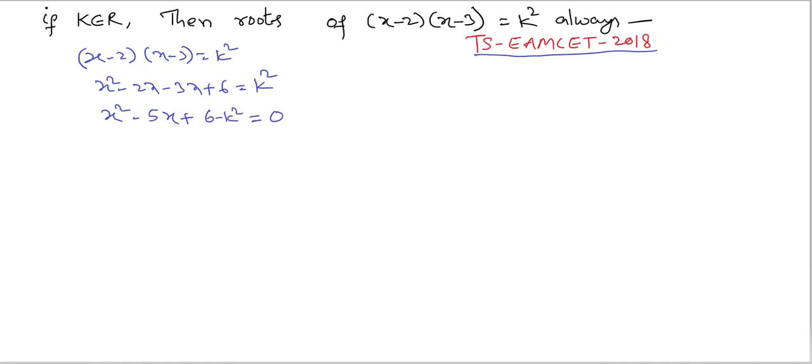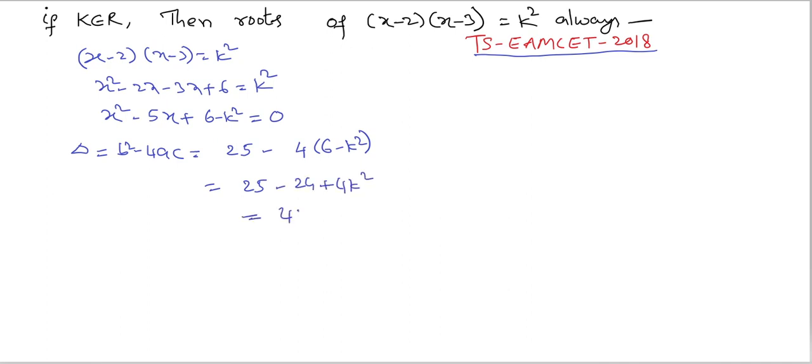Now we find delta, that is delta is b square minus 4ac, that is b square is 25 minus 4 into a value is 1, 6 minus k square is equal to 25 minus 24 plus 4k square, it is equal to 4k square plus 1. Here is given k belongs to R, that k square is always positive, 4k square is also positive, and 4k square plus 1 is always positive, that is delta greater than 0.